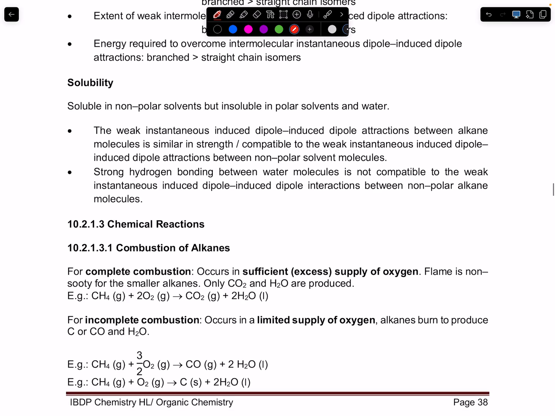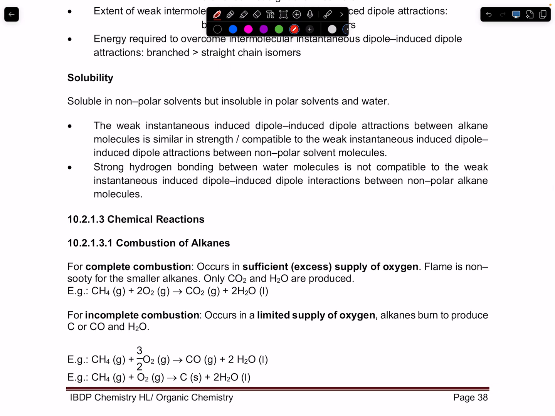Now we shall move on to the first chemical reaction of alkanes. Not very important. We call it combustion of alkanes. There are two types of combustion. Number one is complete, the other one is incomplete. Incomplete combustion will result in four different products. You have soot, i.e. carbon, carbon monoxide, carbon dioxide, and water. Understand, guys? Okay, so four products of incomplete combustion.